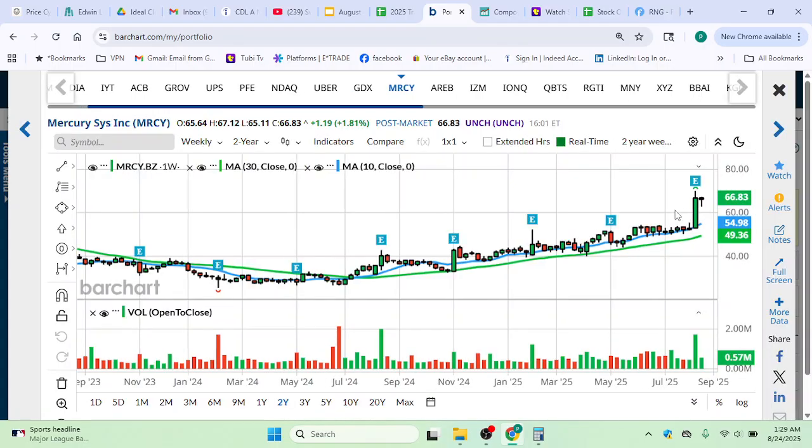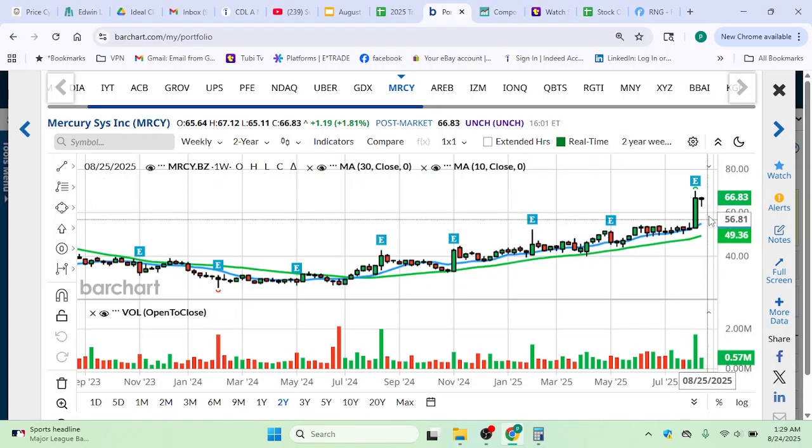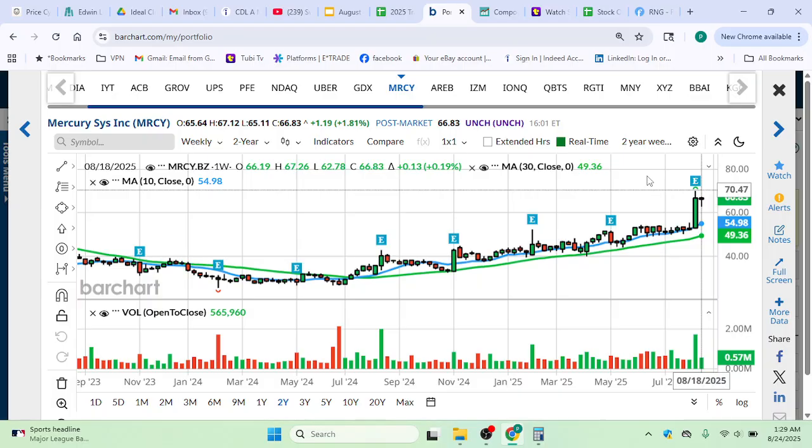Space exploration has been a popular theme, and this is one company in that space, Mercury Systems. A little bit extended right now, made a new high last week, inside bar this week, and either that can come back and test this area as a buying opportunity, or it may just continue higher, but it's a little bit extended right now. I've been involved in that for, I believe, about 4 or 5 weeks. So I'm showing a profit on that one.